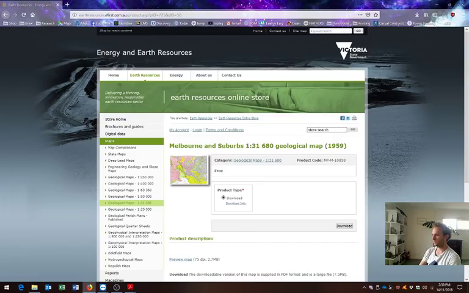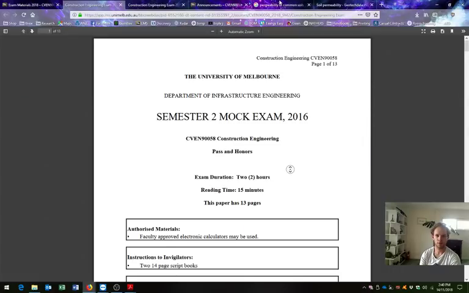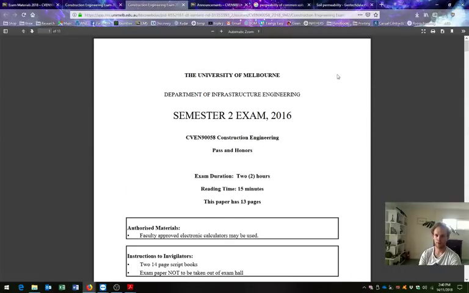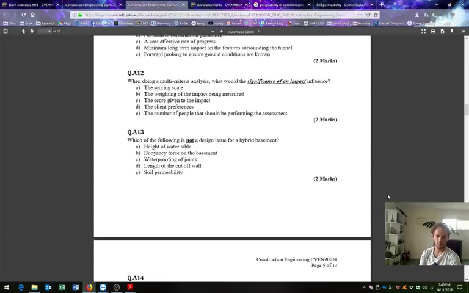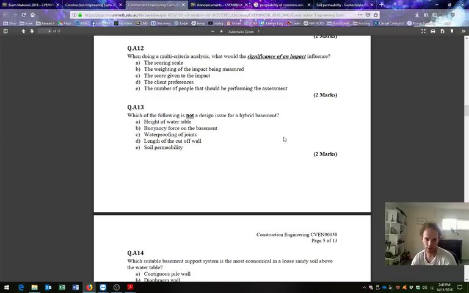Okay, so A13 for 2016, let's have a look. That's the mock, 2016. Which is not a design issue for hybrid basement. This one should be easy, because there's no buoyancy on a hybrid basement. The floor's not sealed, so there is no buoyancy. So that's the answer there. Make sure you're really 100% clear on the differences between a tank, a drain, and a hybrid basement. Have a look back at Nick's lectures; they're quite good there.